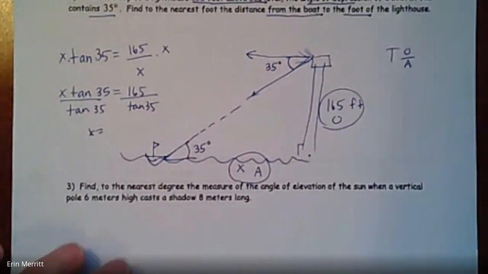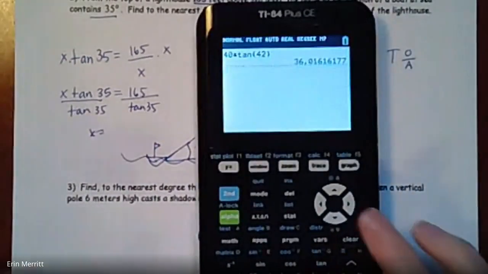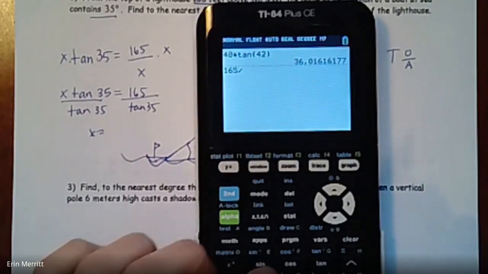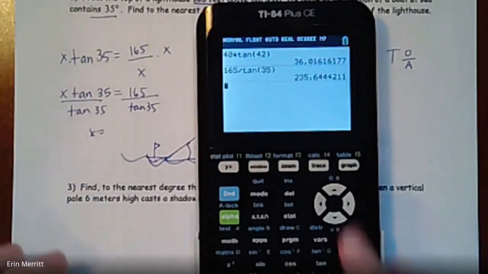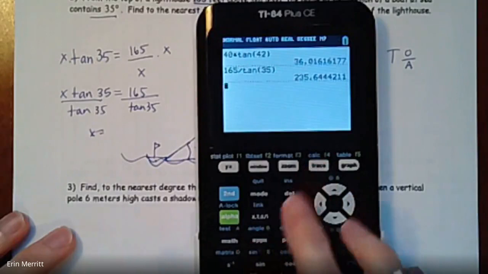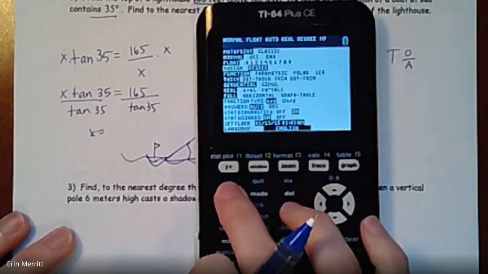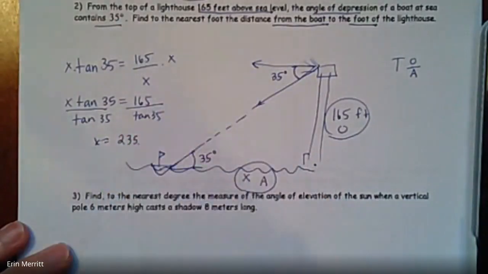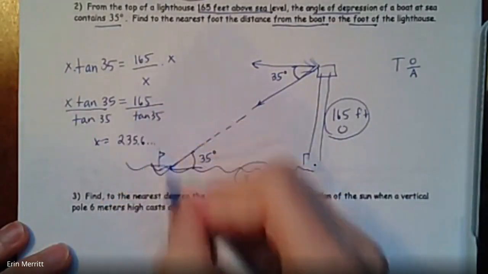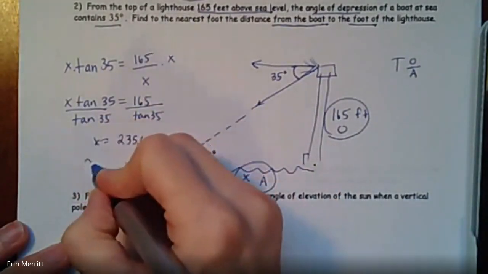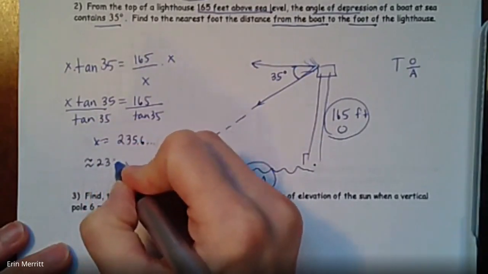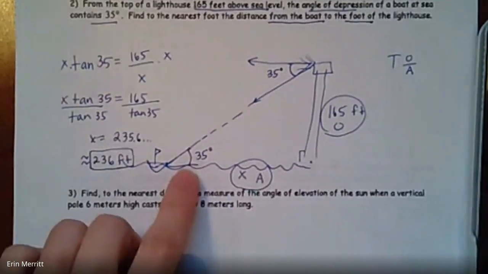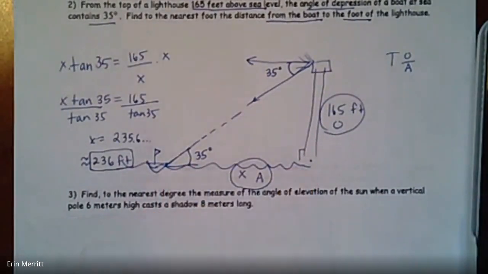And so then into my calculator, let me darken that up a little bit. 165 divided by the tangent of 35. If for any reason your answers aren't matching mine, double check that your mode is in degree mode, right? So 235.6 and change. So to the nearest foot, about 236 feet. That would be how far away the boat is from the base of the lighthouse there.